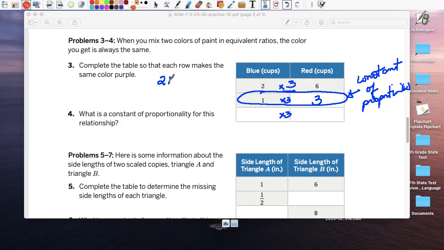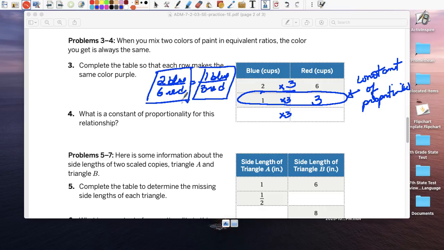So we have 2 cups of blue and 6 cups of red, and over here we got 1 cup of blue with 3 cups of red. They are equivalent ratios. Although numerically they have different numbers, the ratio between the 2 colors is the same. So I might not need that much paint, so I just use 1 cup of blue with 3 cups of red. You might want to paint a larger area, so you need 2 cups of blue and 6 cups of red, but your color and my color are the same.